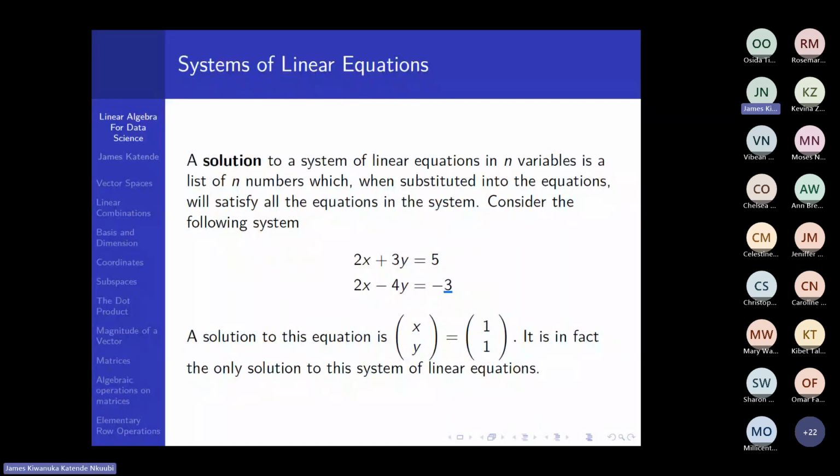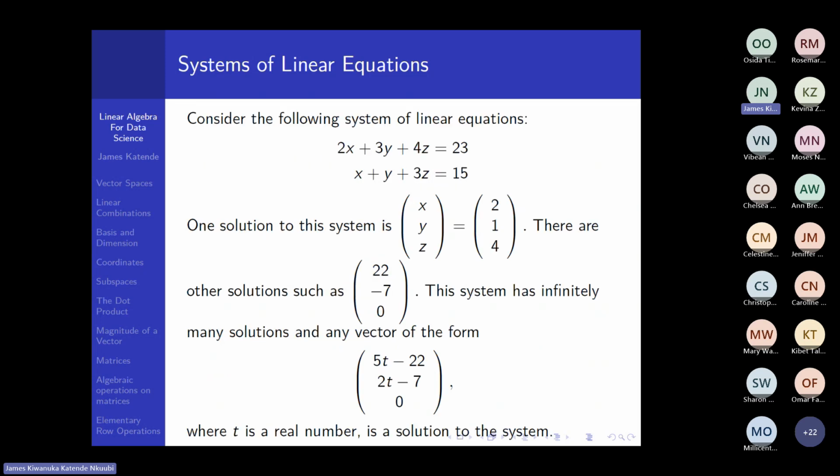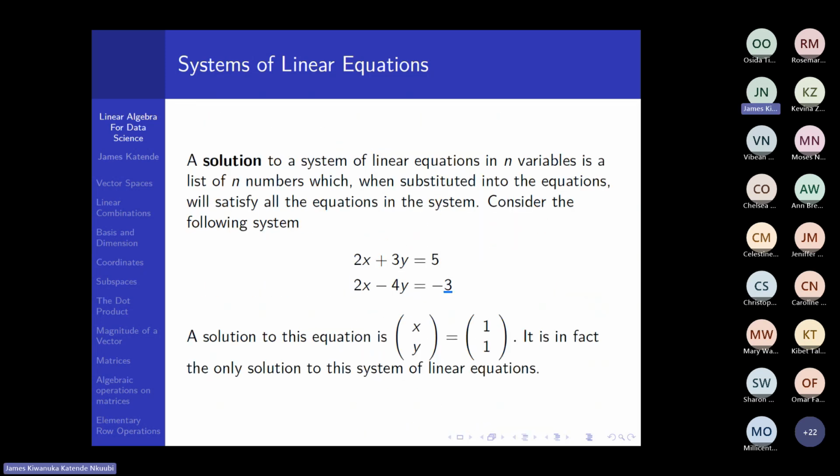So with that correction, these values of x and y will give you a solution for this system because they satisfy both equations in the system. What is interesting about this first system we have looked at is that there's only one pair of values for x and y that satisfy the system. So it doesn't have any other solutions.